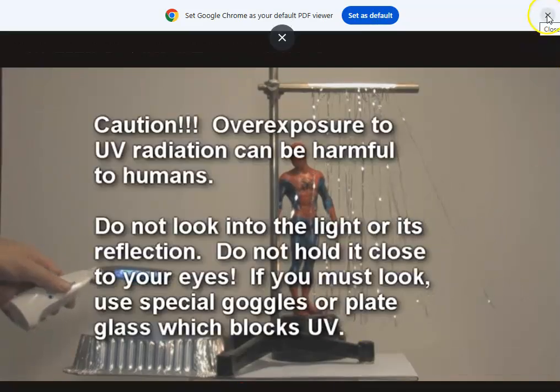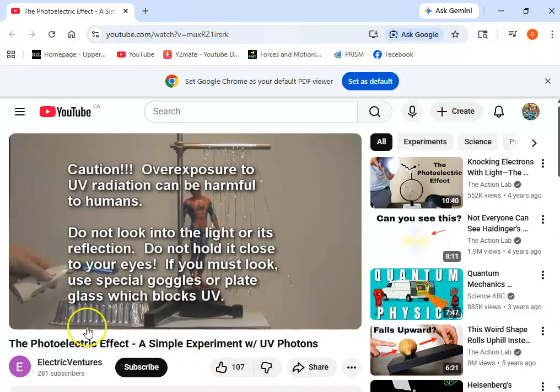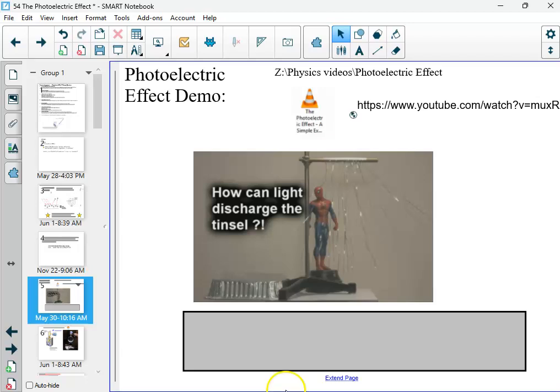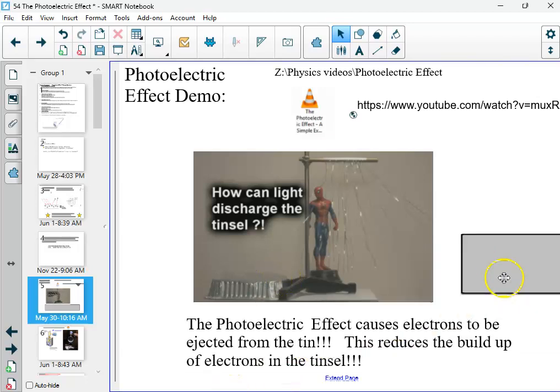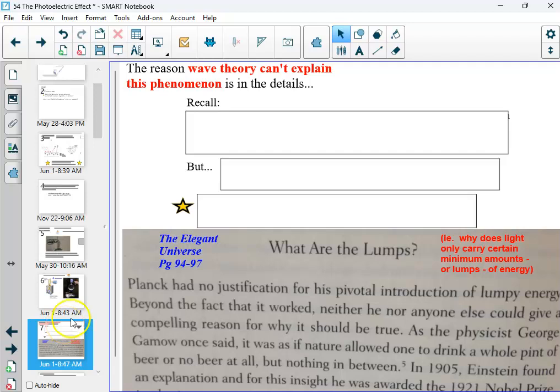That was noticed by scientists, and they looked into what was going on. Einstein looked into it and realized that it led to his prediction that light was made up of particles. So let's get going here. This is just another video of the same thing, just a different style of electroscope and so on. Charge up the electroscope, shine the UV light, and the charge goes away. You can check out the link if you want.